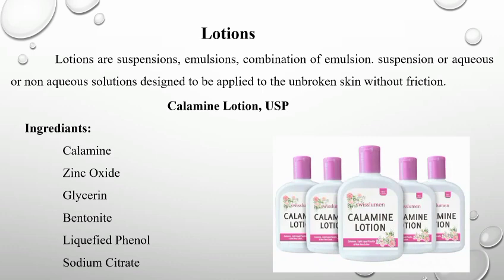First is lotions. Lotions are suspensions or emulsions, or a combination of both suspension and emulsion, which are to be applied onto the unbroken skin without friction. Usually, lotions and liniments are similar in nature, but they have slight differences. The lotion should be applied onto the unbroken skin without any friction. For example, calamine lotion. The ingredients used in the preparation of calamine lotion are calamine, zinc oxide, glycerin, bentonite, liquefied phenol, and sodium citrate.